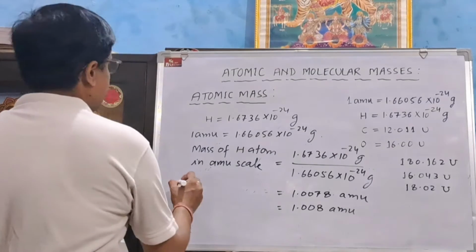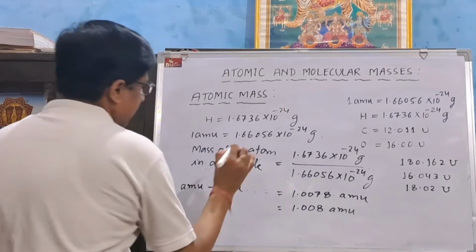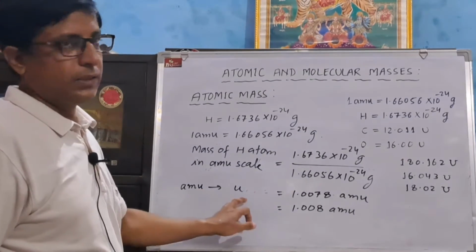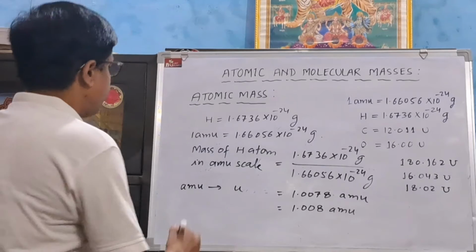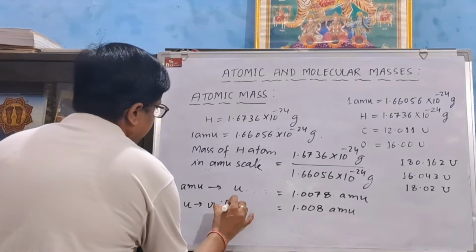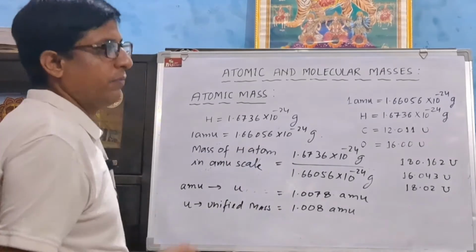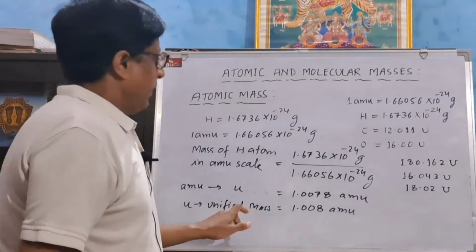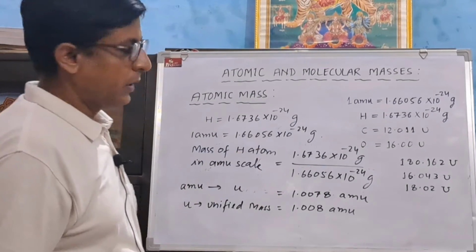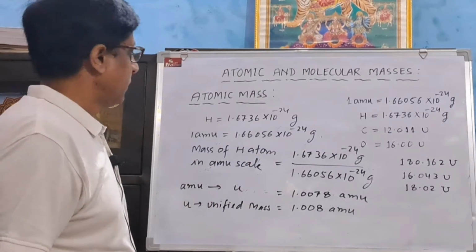Now, atomic mass unit, AMU, is abbreviated as u. AMU is written as u for simplicity. Here, u represents unified mass. In place of amu, we simply write u. u represents unified mass or atomic mass unit.